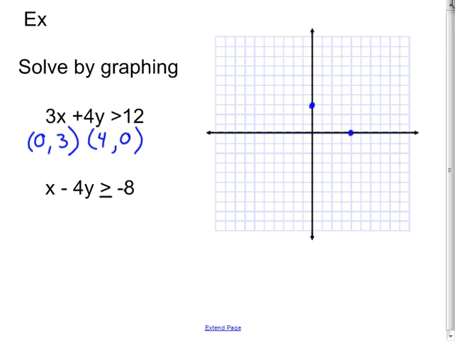So I found each of those intercepts. I found my 2 points. Now I'm going to connect the dots. This is just a greater than sign, so it's going to be dotted.